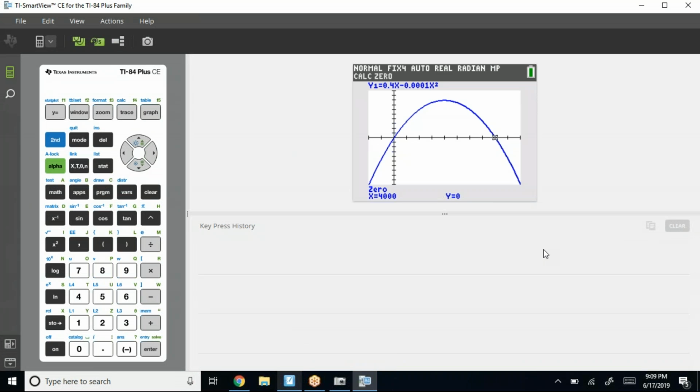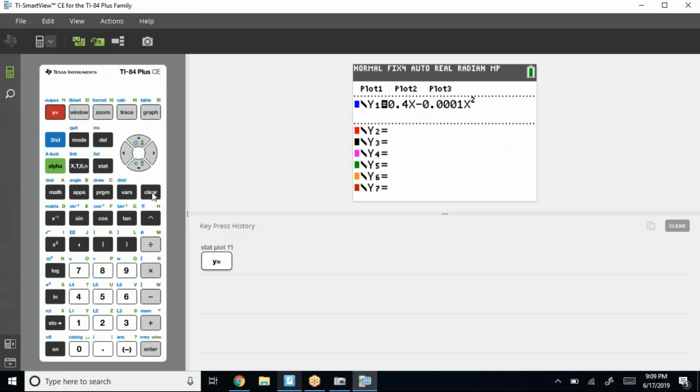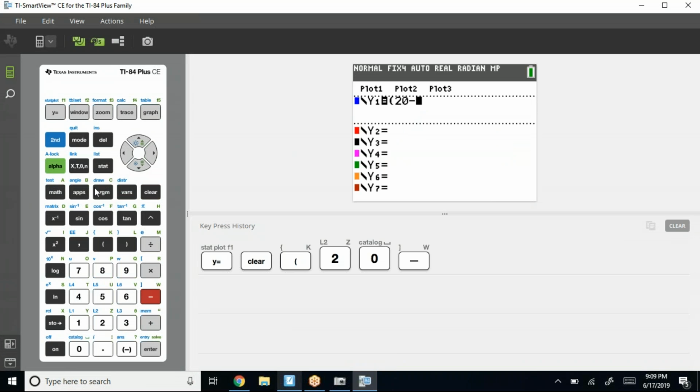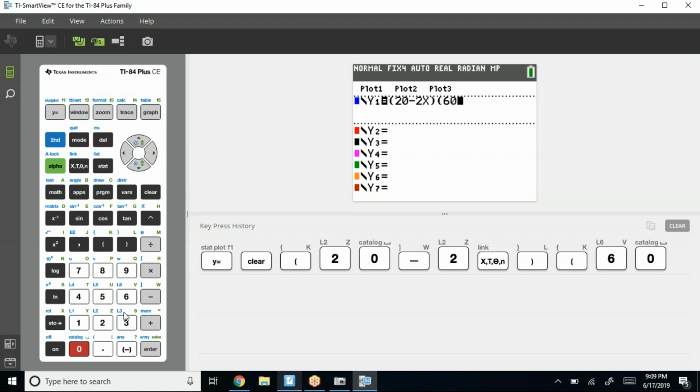All right, so if we look at this, what do we say? 20 plus 2x, right? And then I think it's plus 2. It is 2, you're right. You're exactly correct. All right, and then 60 minus 3x. Minus 3x, and then close parentheses.